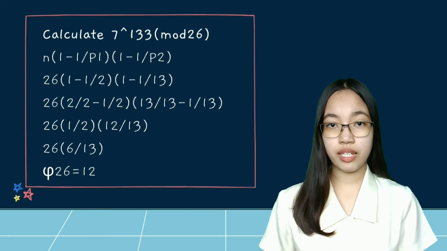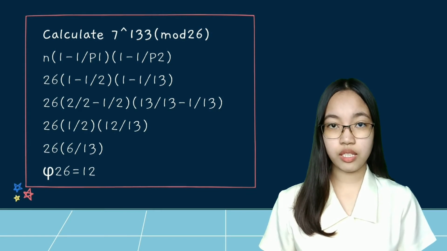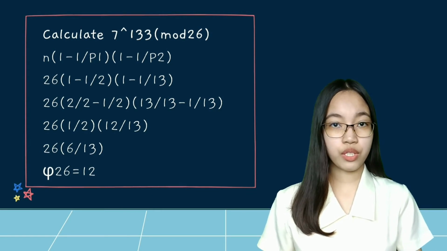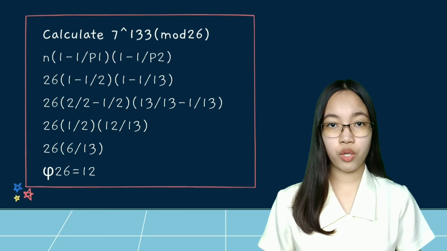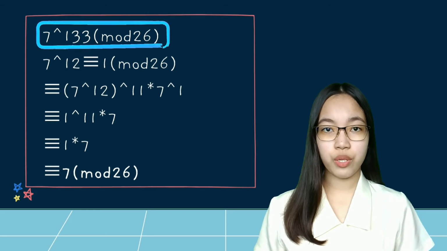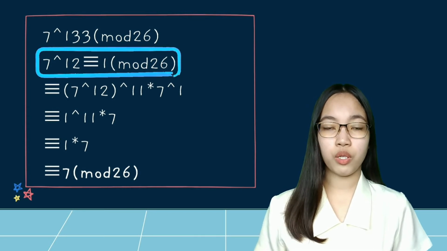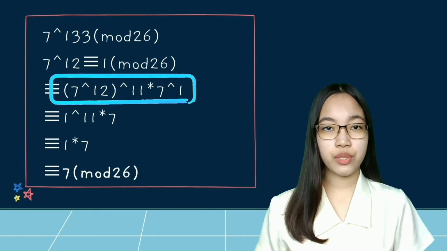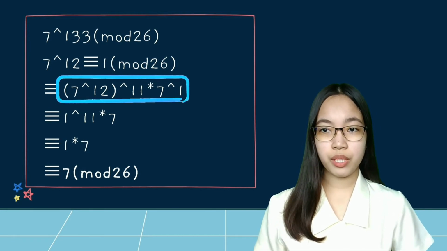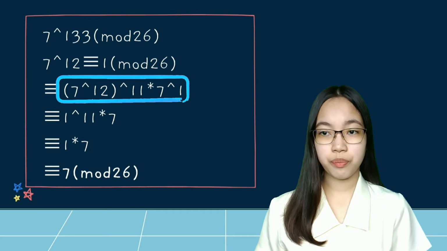So now Euler's telling us that 7 raised to 12 is equivalent to 1 mod 26. So now let's go back to the given 7 raised to 133 mod 26. And we know that 7 raised to 12 is equivalent to 1 mod 26. So now we have 7 raised to 12 all raised to 11 because that is the quotient when we divide 133 by 12. And then times it by 7 raised to 1.